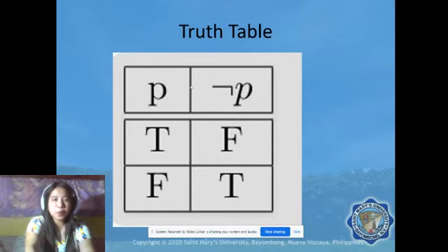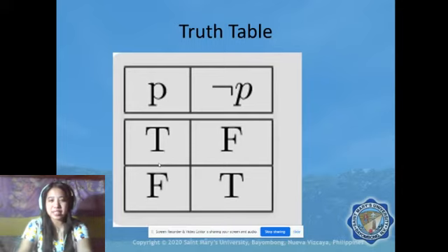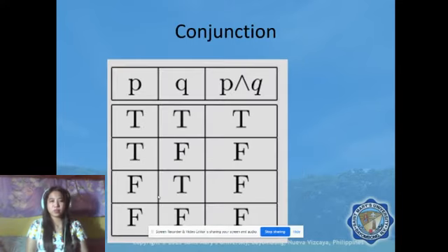So what is the meaning of this table? If the proposition P is true, it means that if we add a negation, that is not P, it is false. And if the proposition is false, and we add the negation, then it becomes true.